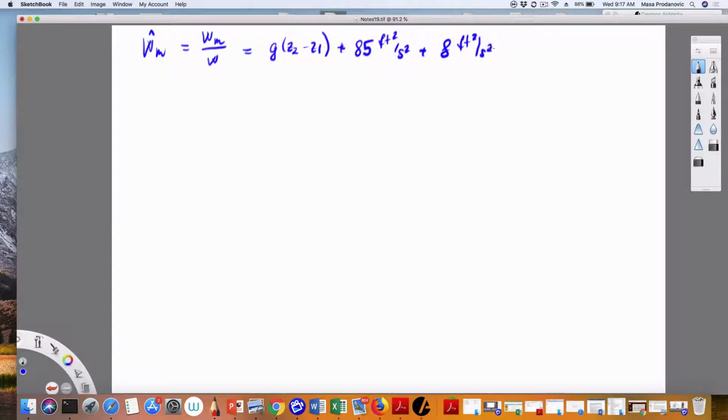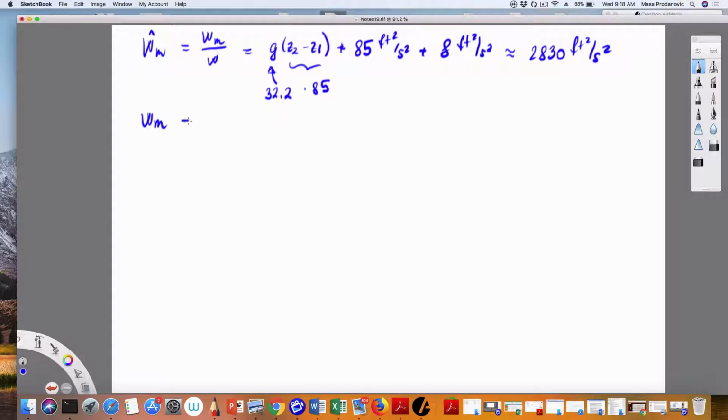Anybody know g in anything other than non-SI units? There are people who do. I have to look it up. So this is approximately 2830 feet squared per second squared.